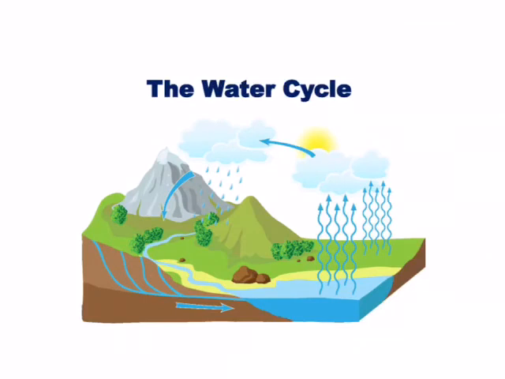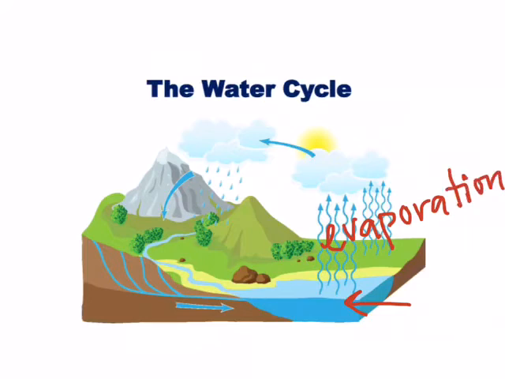Now, you have definitely seen this picture before. This is the water cycle. We're going to talk about some of the steps of this cycle right now. So first of all, we have water here in a body of water. It's coming out in a process called evaporation, which happens when the sun heats up the water and causes it to move into the atmosphere.